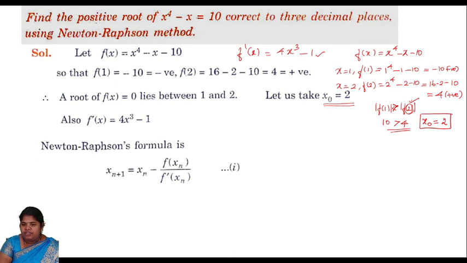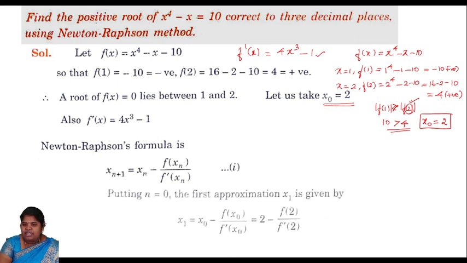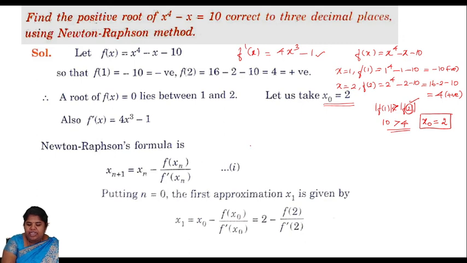Now f dash is 4x cube minus 1. Substitute in the Newton-Raphson formula. First replace n equal to 0. In this expression, if we replace n equal to 0, we get x1 equal to x naught minus f of x naught by f dash of x naught. This is our first approximation of Newton-Raphson formula, and x naught value we have taken as 2, so we replace x naught with 2 minus f of 2 divided by f dash of 2.